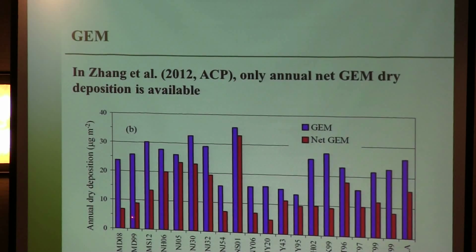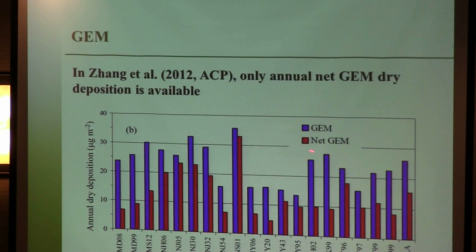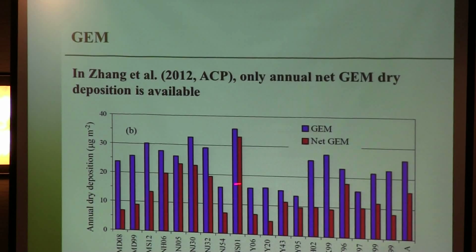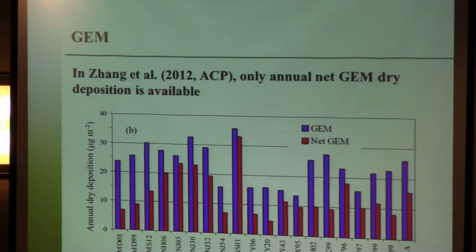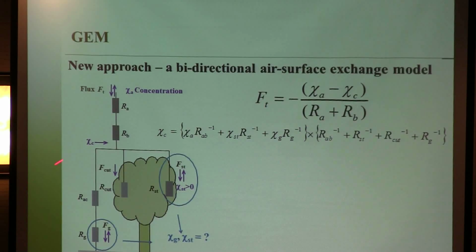Also, I'd like to quickly mention that the net deposition is about half of the total dry deposition regionally. For some remote sites, like I remember there's one, is it AS01? Okay, the emission is very low, so the dry deposition would be very high. For some industrial or urban sites, the emission is higher, so the net dry deposition would be low. Anyway, the original approach only gives you an annual number, but this is a bidirectional approach.